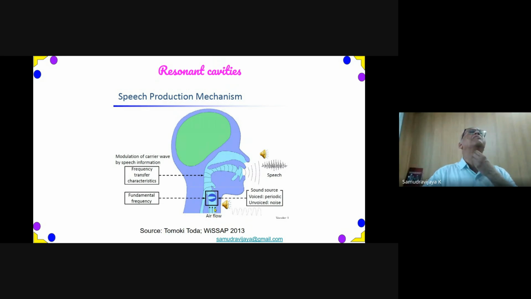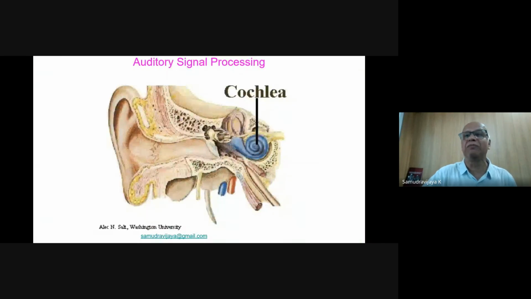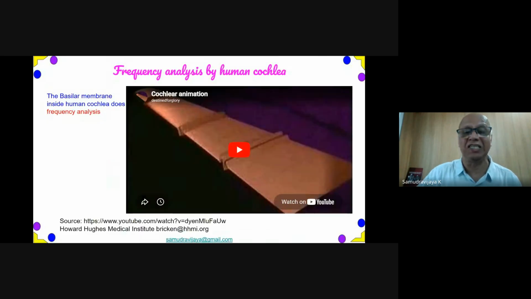The air comes from the lung, that is the source of energy. Vocal folds vibrate, pitch vibration, 150 frequency and so on. And the vibrations propagate through the vocal cavity, that is here, and sound comes out. So this is the speech production. Now the sound is heard by human ear. The outer ear is here, and the ear canal, there is an ear drum here, there is a middle ear here, and frequency analysis or spectral analysis is done by cochlea. The cochlea is a snail-shaped structure, and this cochlea does the frequency analysis.